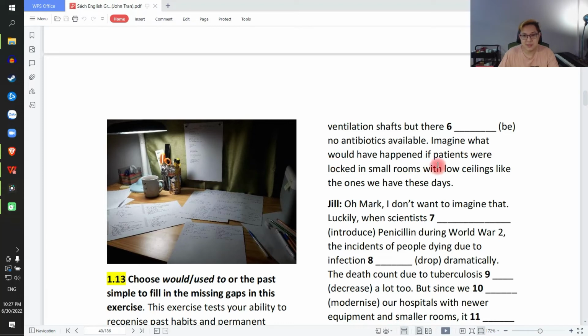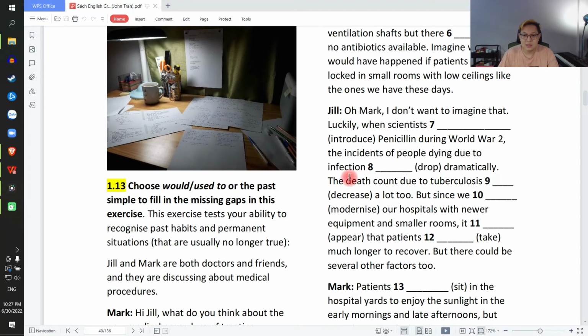Imagine what would have happened if patients were locked in small rooms with low ceilings like the one we have these days. Tưởng tượng xem điều gì có thể diễn ra nếu những bệnh nhân đã bị khóa trong những phòng nhỏ xíu với cái trần thấp như là những cái chúng ta có ngày nay. Oh Mark, I don't want to imagine that. Oh Mark, tôi không muốn tưởng tượng điều đó đâu.